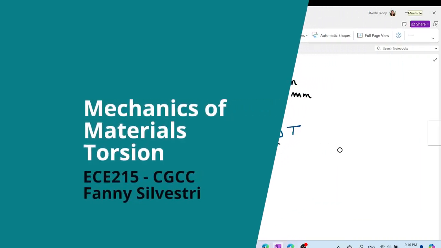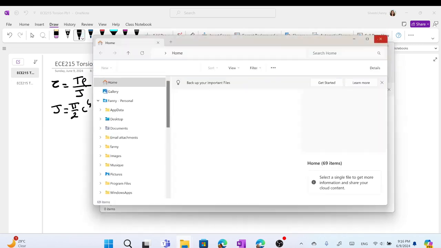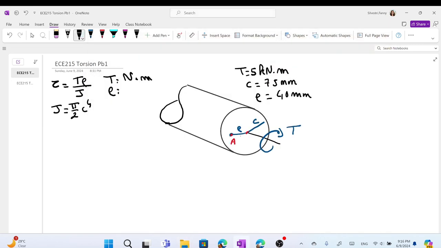Let's start with simple examples where we just want to find the shear stress inside a circular rod that is subjected to one torsion, one torque. The formula for the shear stress is tau equals T times rho divided by J. T is the torque in Newton meters. Rho is the distance from the center, from the centroid, so that will be in meters. And J, that's the polar moment of inertia, that will be in meters to the fourth.